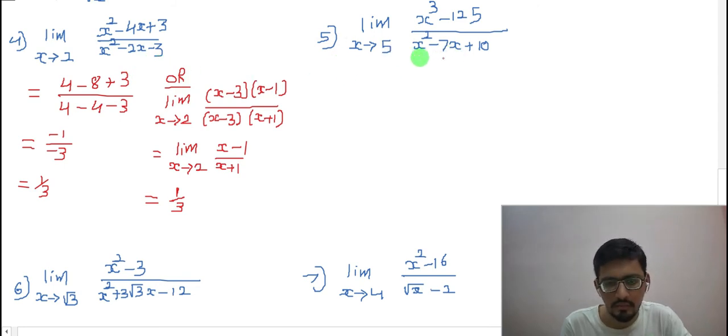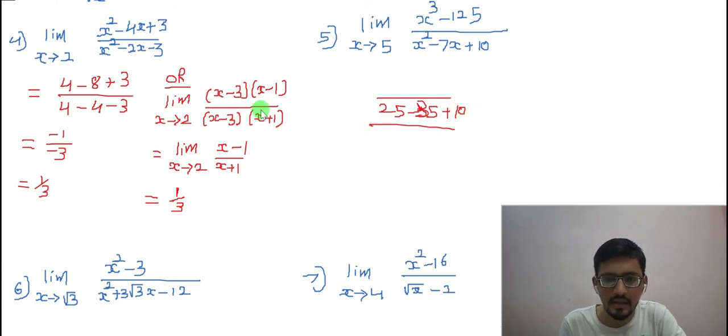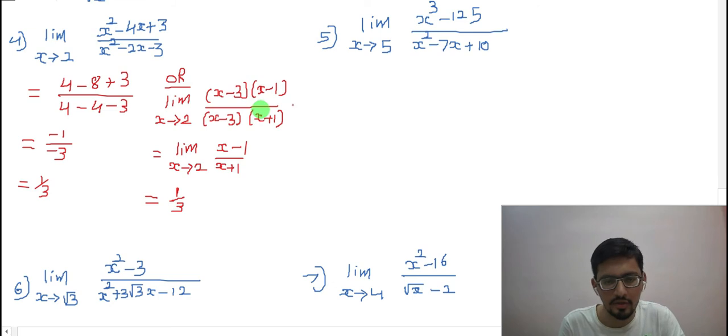Now see this example. Here you can see 5 squared will be 25 and 5 sevens are 35. Okay, and this is 10. Very clearly you can see the denominator is coming 0. That means here the direct substitution method will not work. So what will you do? You don't have a choice except the factorization method.